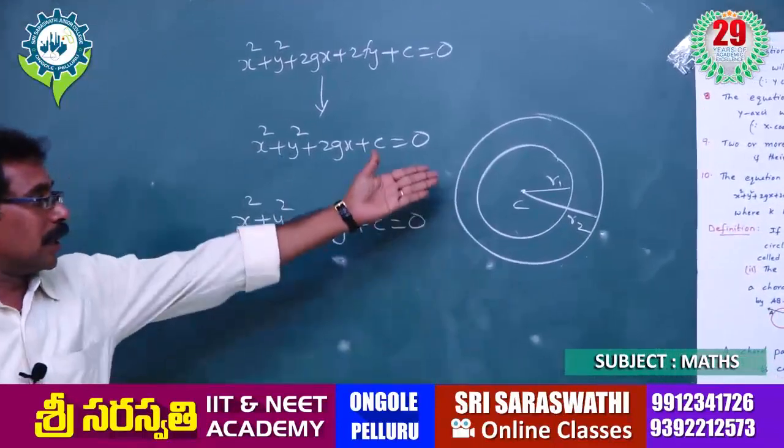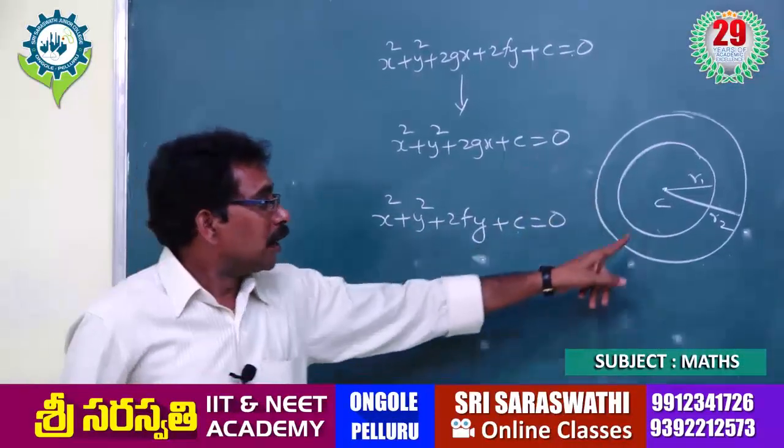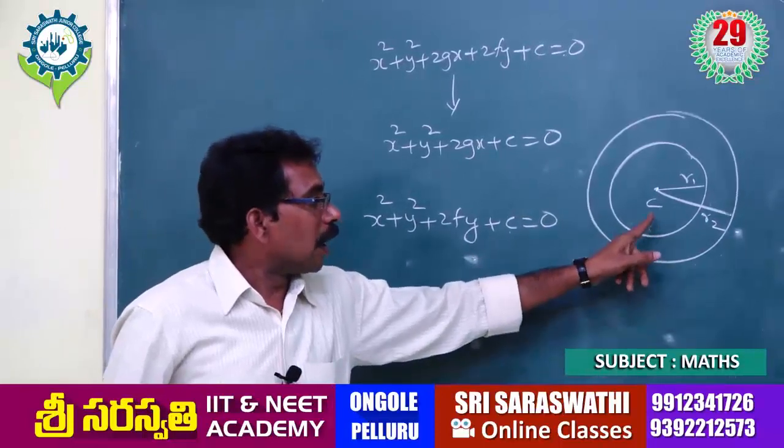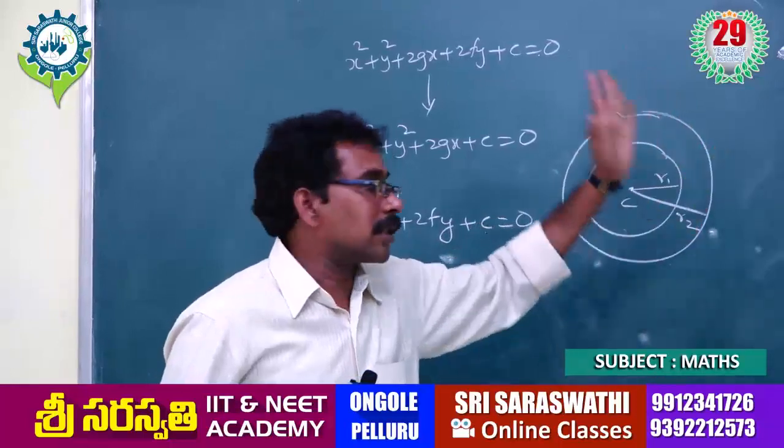For the first circle radius R1, second circle radius R2. Hence, these two circles are called concentric circles.